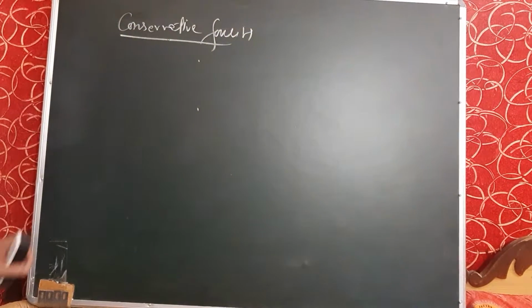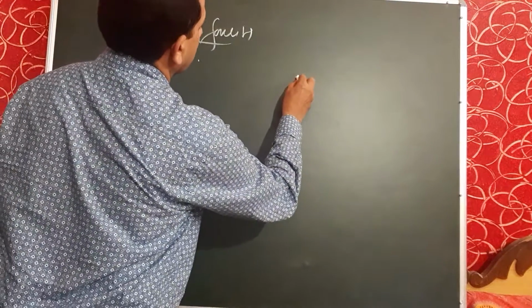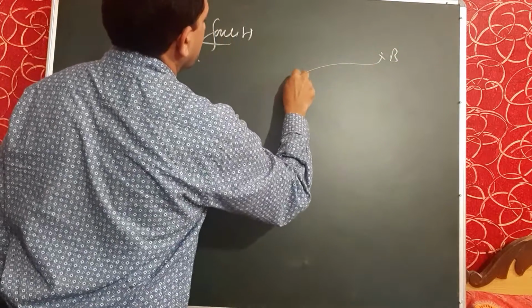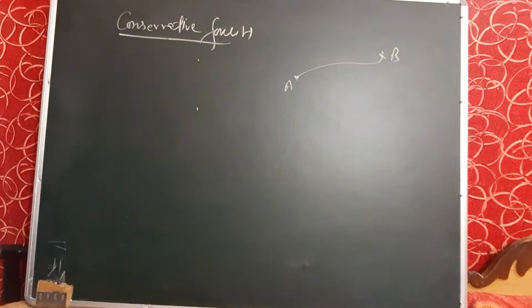So, you know that conservative force is the force when the work done by this force is independent of the path followed by it, or depends on the initial and final position of the body. So, let a body be moving from A to B. This point is A, the starting point, and B is the final point.